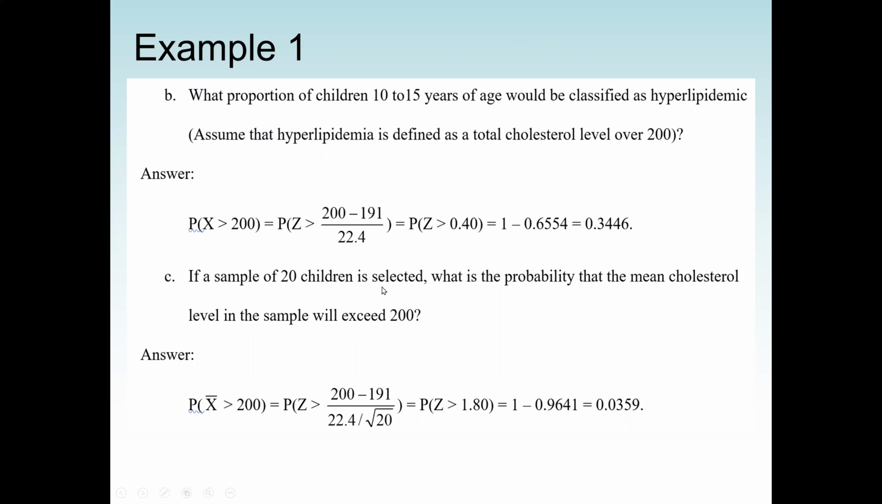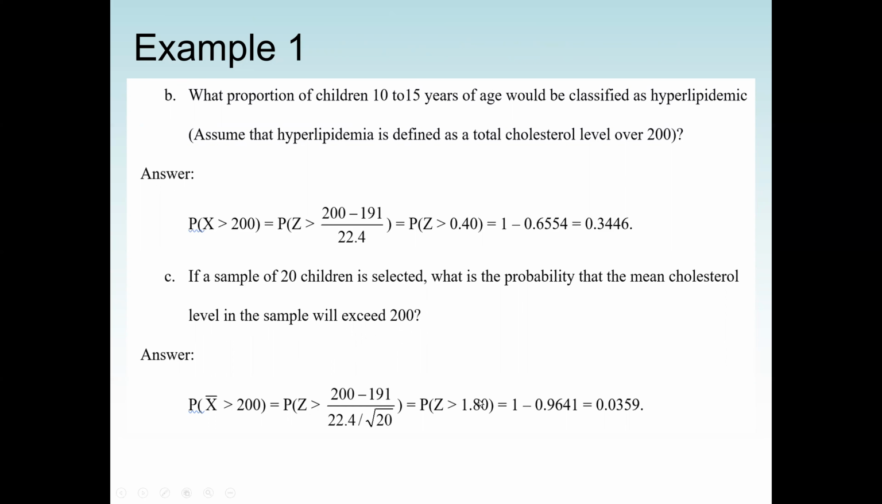Now we say that if a sample of 20 children is selected, so this time we are not going to use the population, we are going to use the sample. What is the probability that the mean cholesterol level in the sample will be over 200? The same thing, we use the 200 to find our Z, but this time we are not going to use the population standard deviation. We are going to use the sample standard deviation. The formula is the population standard deviation divided by the square root of the sample size, which is 20. So we have 22.4, the population standard deviation, divided by the square root of 20. Again, when you do this calculation, you get 1.8.